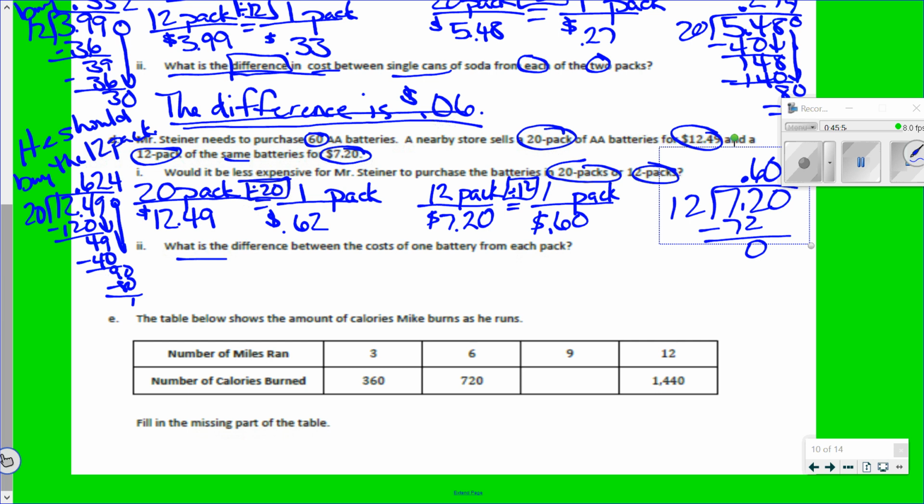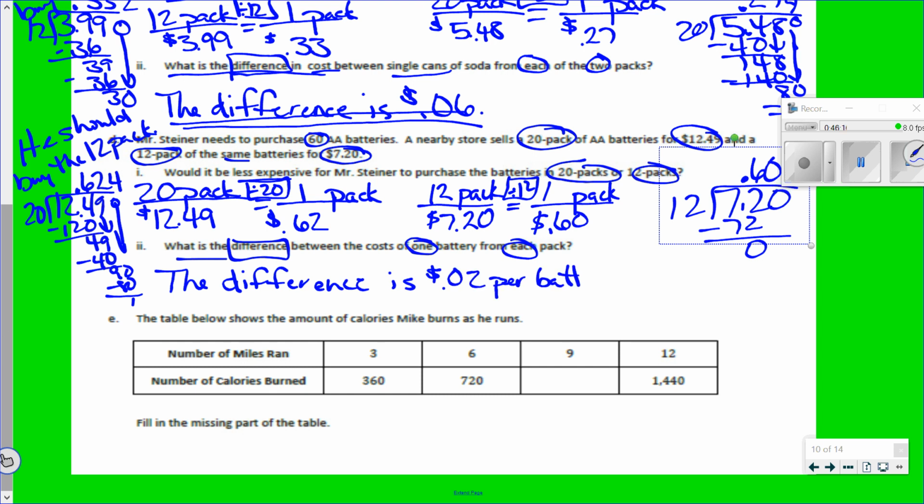Okay, so what is the difference between the cost of one battery from each pack? Okay. The difference is 2 cents. And I would actually include the rate. So say the difference is 2 cents per battery. Because if it's 2 cents for the 60 batteries, not a big deal. But 2 cents for every battery when I'm buying 60 is a big deal.